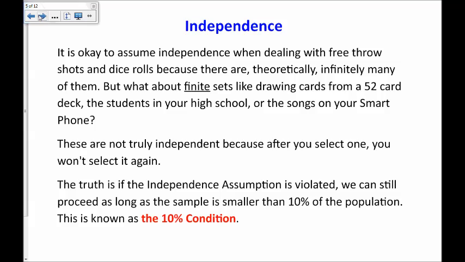Okay, the truth is, if the independence assumption is violated, we can still proceed as long as the sample is smaller than 10% of the population. That's our rule of thumb. If we are sampling less than 10% of the population, it is okay if they're not independent of each other. Okay, this is known as the 10% condition.